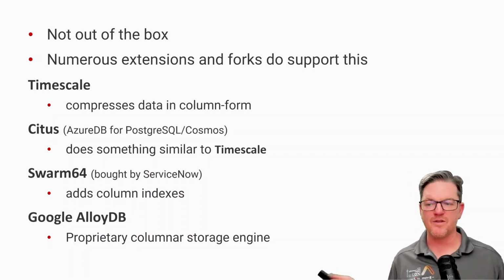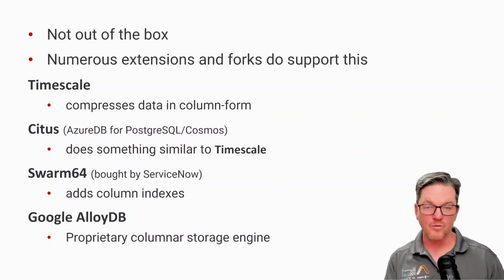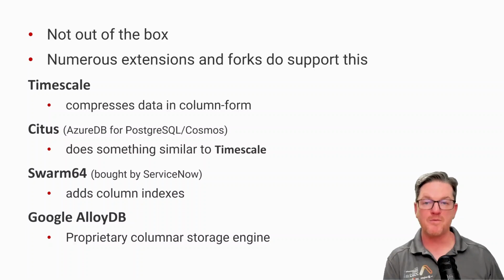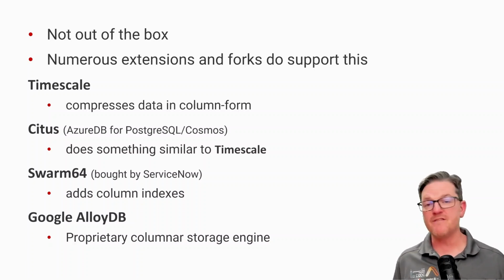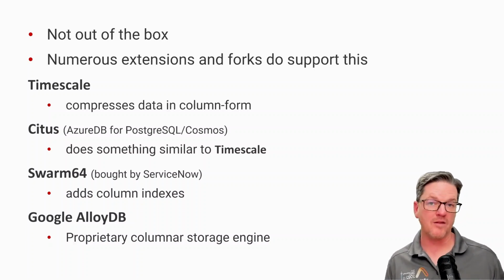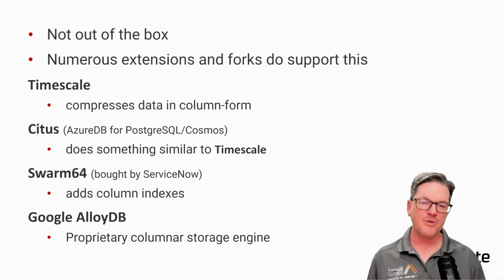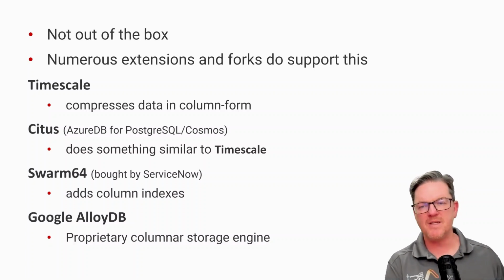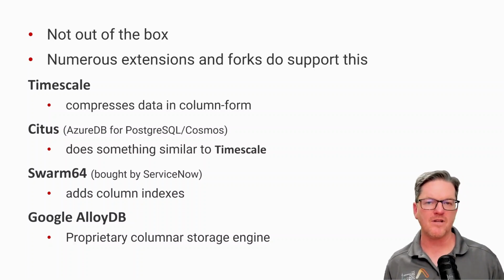Citus does something very similar. So the Citus extension is actually what runs the Azure DB for Postgres, or the Cosmos Postgres version. I don't know all the details, but it does have a columnar kind of compression as well. Swarm64 was a company and extension recently bought by ServiceNow. It actually will add a true columnar index onto your data to make queries very fast. And then AlloyDB has added some kind of columnar storage engine to their new offering. AlloyDB is Google's hosted solution, kind of analogous to the Cosmos DB for Azure.